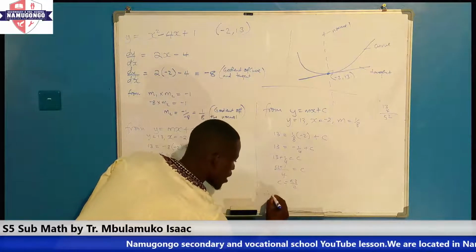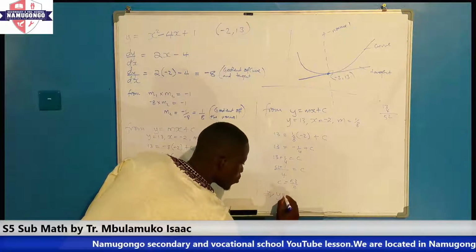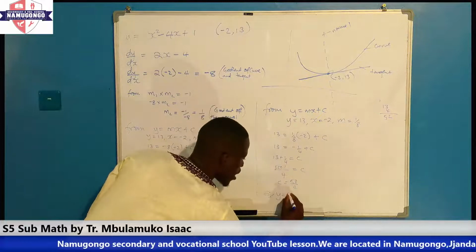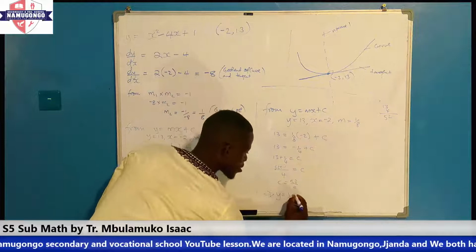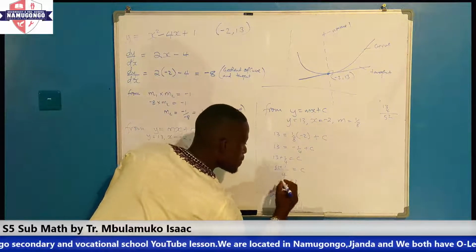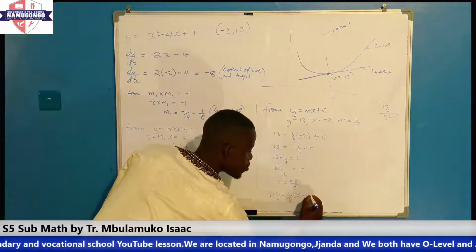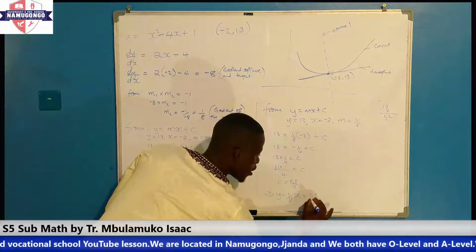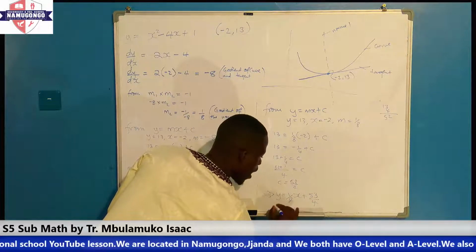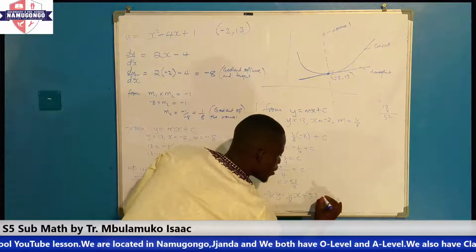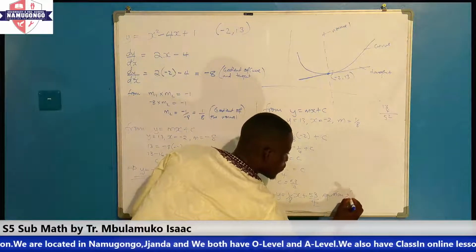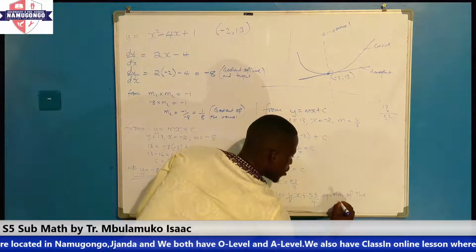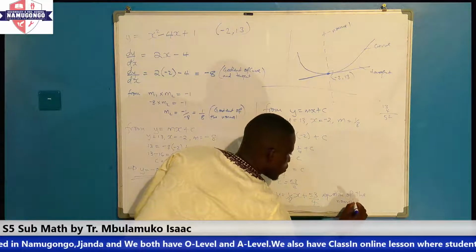This implies that our equation is: m remains as the fraction of the gradient, x will remain as the letter, plus now our c, which is 53/4. And this is your answer there. This is the equation of the normal.